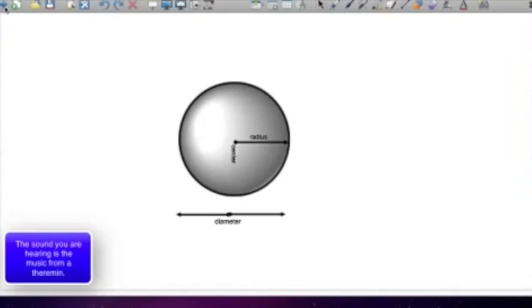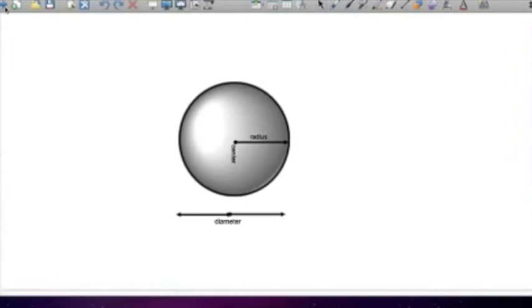A sphere is a solid where all points on its surface are at a constant distance from a fixed point. The constant distance is the radius, and the fixed point is the center of the sphere. A line segment joining 2 points on a sphere and passing through the center is called the diameter. If we take that radius and multiply it by 2, going through the center of the sphere, that's going to give us our diameter.